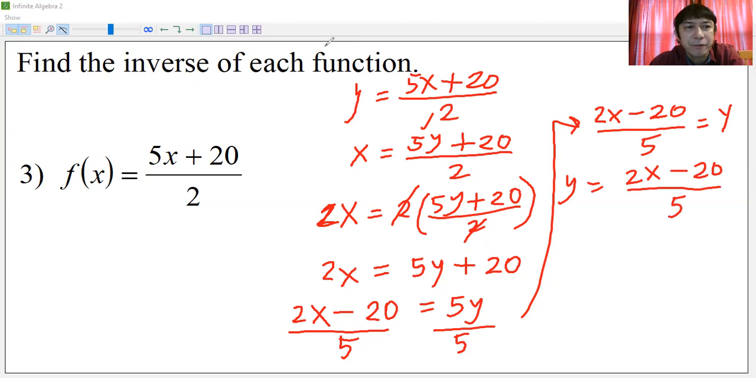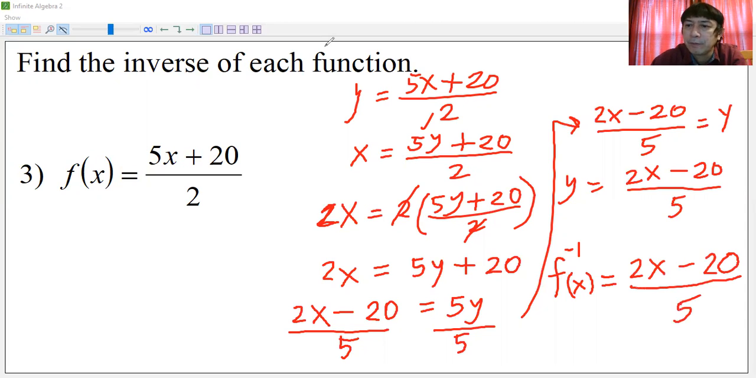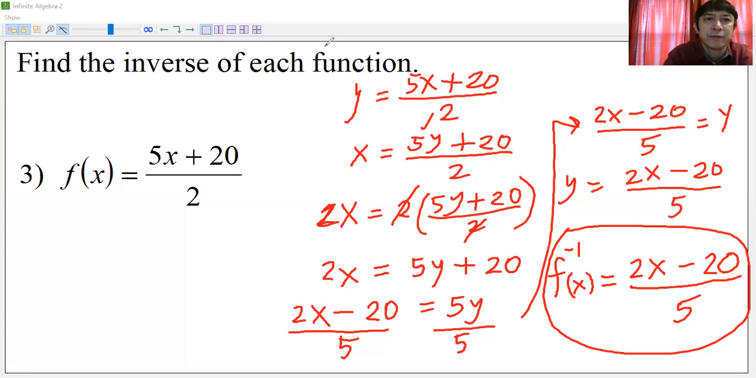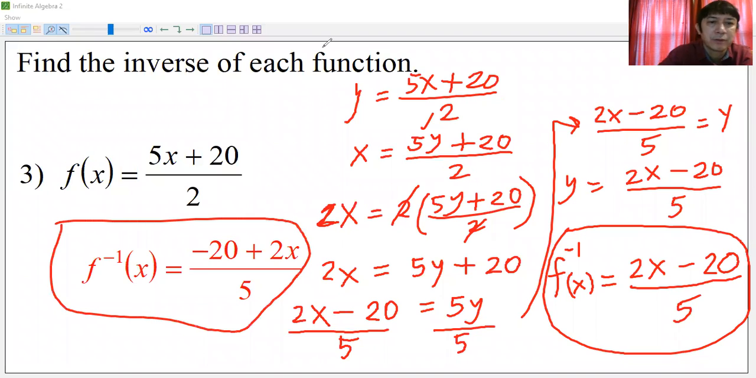And we replace the y, of course, with the f to the negative 1 of x, like that. Indication of the inverse. And this is the inverse equivalent, 2x minus 20 over 5. And this is our answer. Let's check and verify. Okay, here's the answer from the computer. The numerator is negative 20 plus 2x. That's the same as 2x minus 20. So this is also correct.